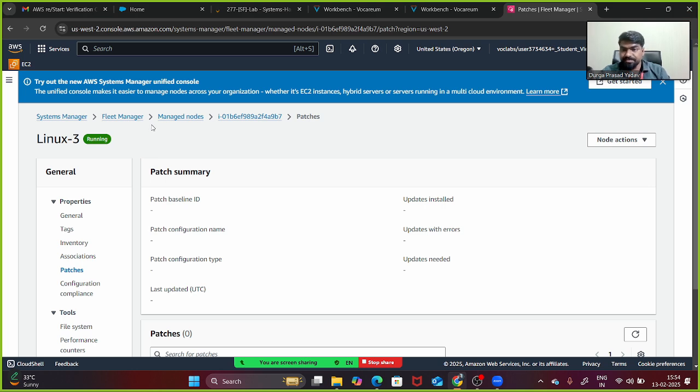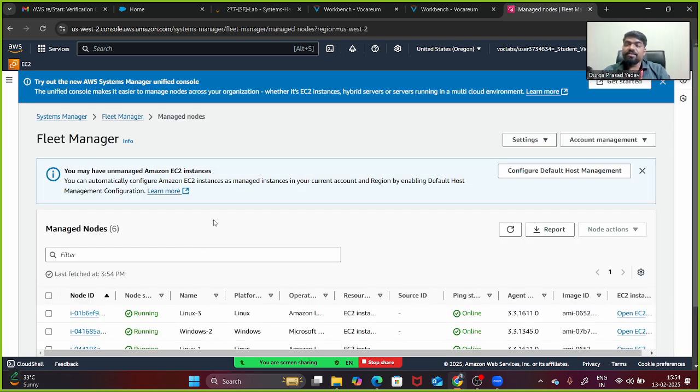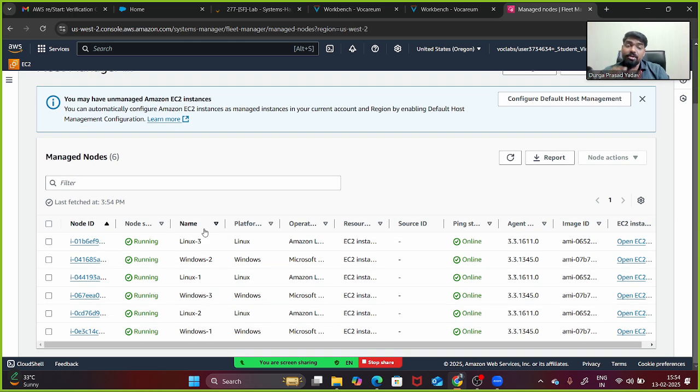So basically, under the fleet manager we are able to get the nodes. We are able to get all the nodes where we have to apply the patches.